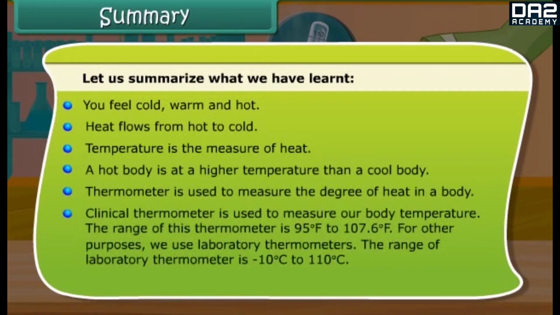Clinical thermometer is used to measure a body temperature. The range of this thermometer is 95 degree Fahrenheit to 107.6 degree Fahrenheit. For other purposes, we use laboratory thermometers. The range of laboratory thermometer is -10 degrees Celsius to 110 degrees Celsius. The normal temperature of human body is 98.6 degree Fahrenheit.